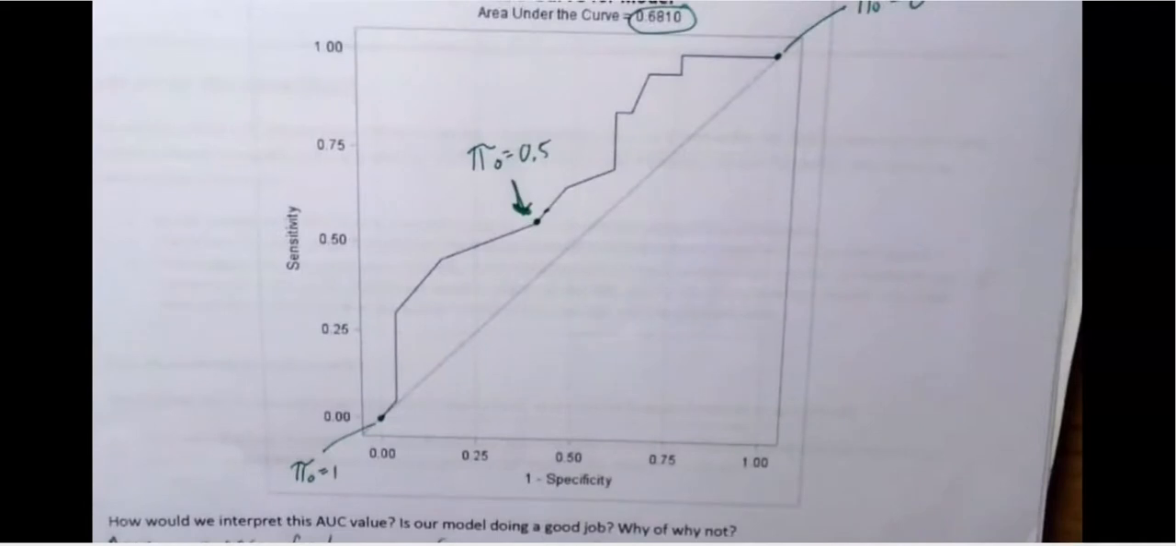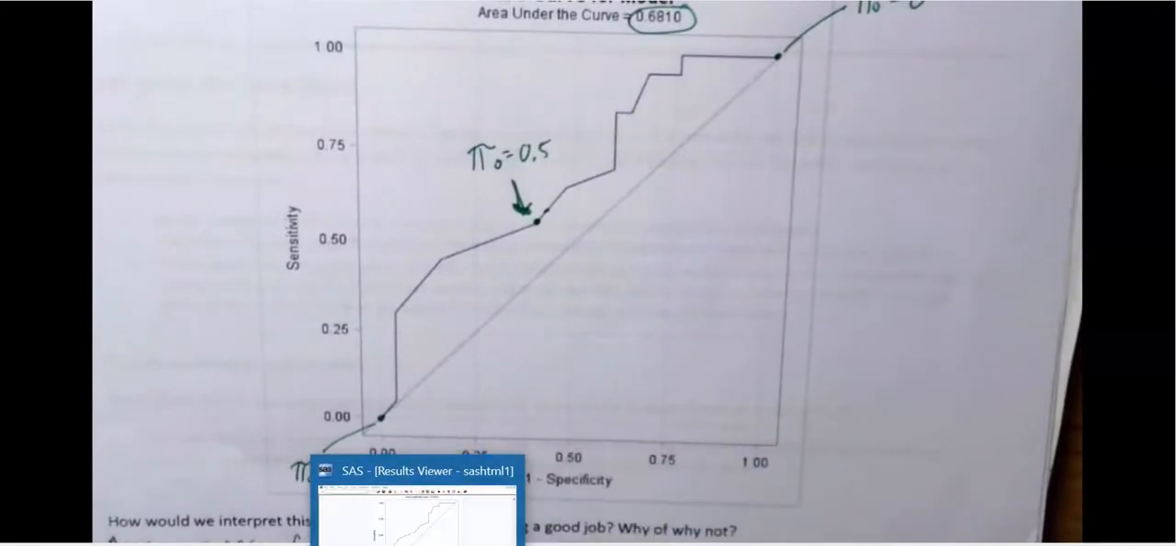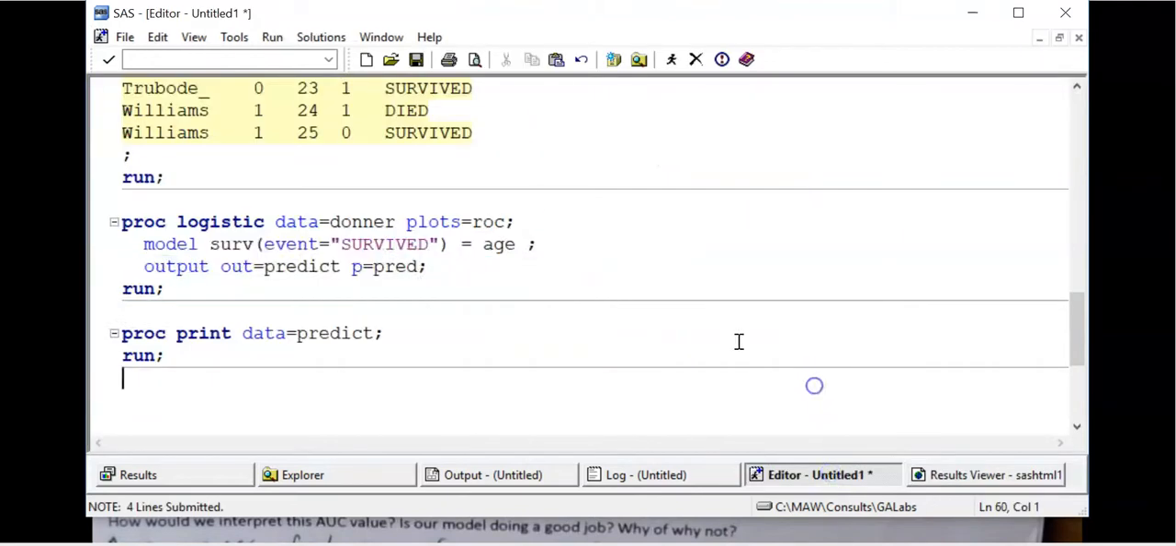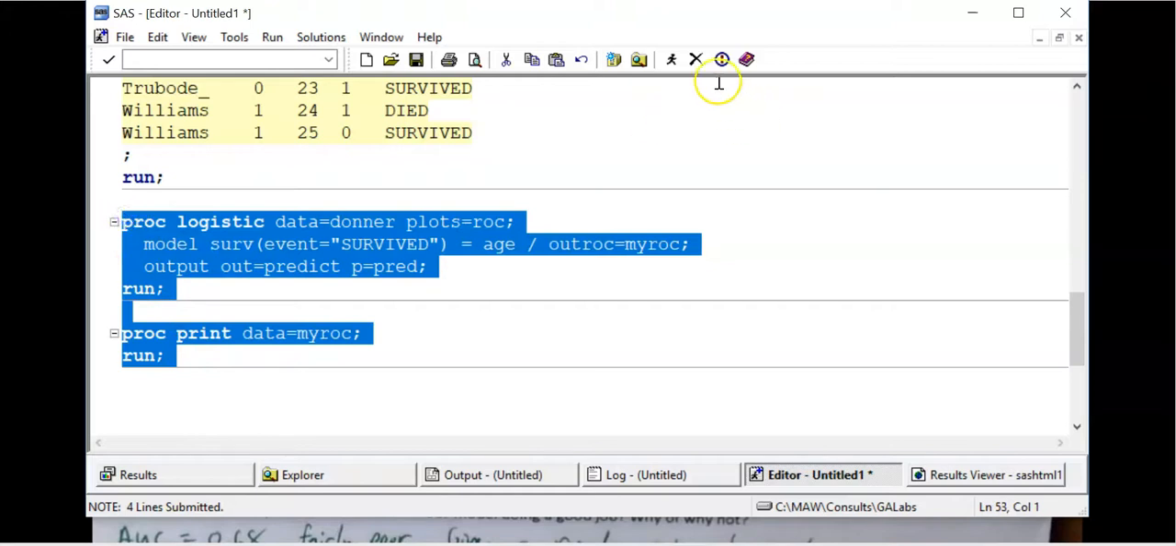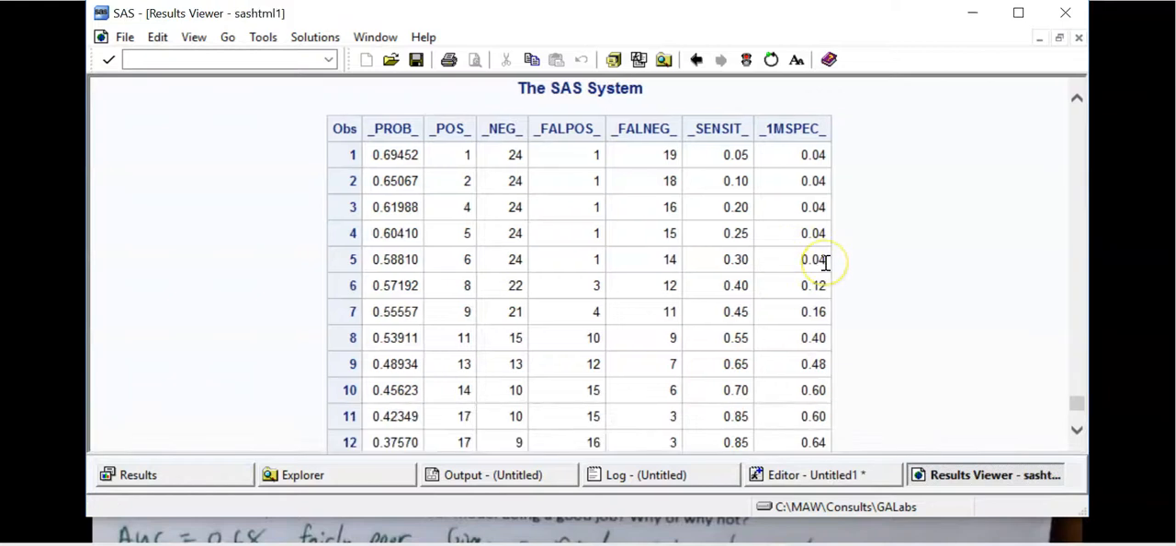Just one more thing that you can get from SAS. Actually, there's two more things I want to talk about quickly here. One is we can ask for something called the OutROC data set. I'm just going to call it my ROC. We call these ROC curves, by the way. And I'm going to print that data set, my ROC, just to show you what this gives us. It's a way of looking at the data that are underlying this ROC curve.